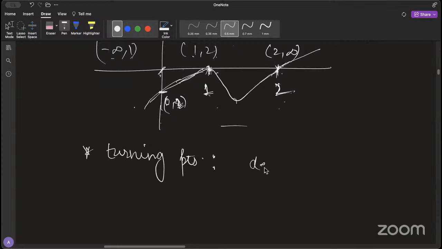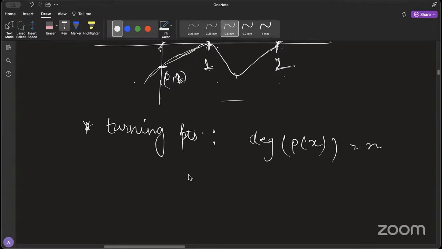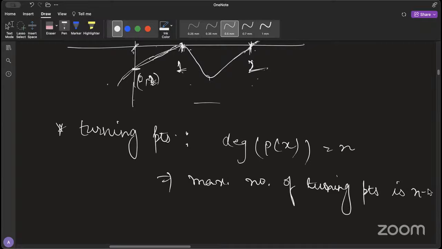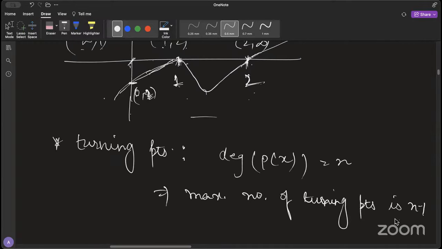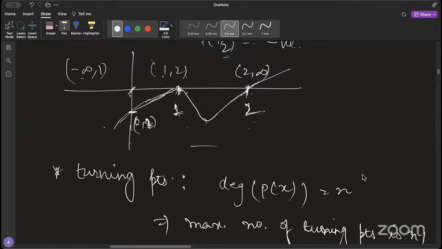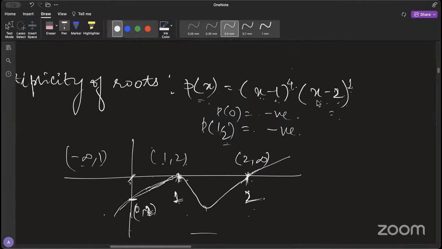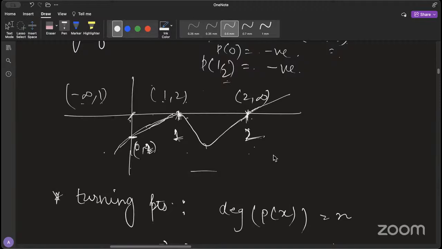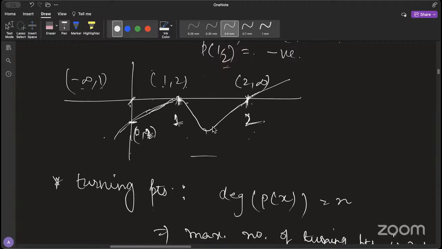If the degree of a polynomial p(x) is n, then the maximum number of turning points you can have is n minus 1. You can't have more than that number of turning points in your graph. So here the degree is 5, so you can only have 4 turning points. And we have had 2 already, right? That means it's possible for you to have a graph like this.